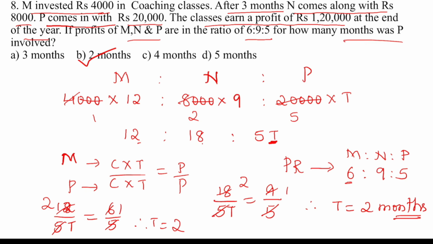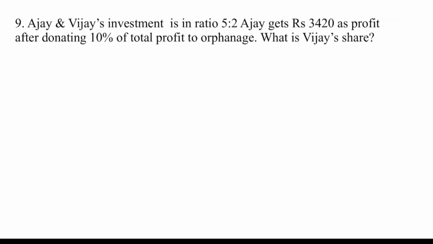Either one you can take, equalize, and you can find the answer. So P invested for how many months? 2 months. Okay, next problem.